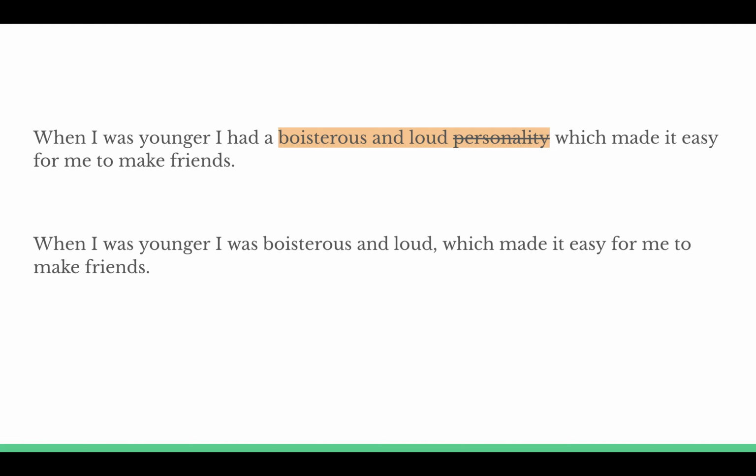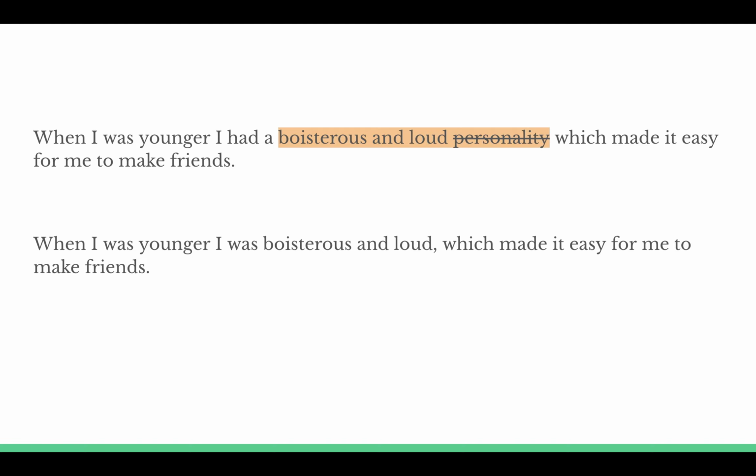Now, you could go a step further and say, well, if you're boisterous, you are in some way kind of loud, right? It might not be loud in terms of the noise level, but you're loud. You have a kind of loud personality, right? Kind of a big personality. So these words you could argue are kind of the same thing. So I would keep boisterous, because I think it includes loud, but says more than just loud. So you could say, "When I was younger, I was boisterous, which made it easy for me to make friends."